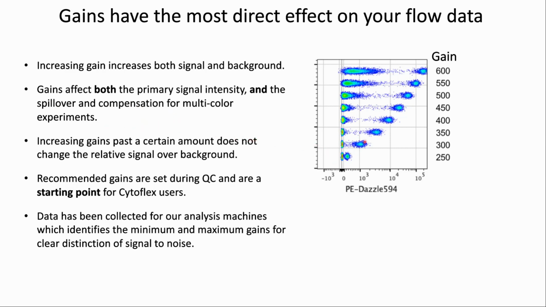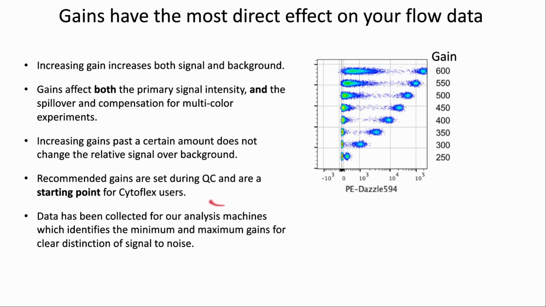Importantly, there is a limit where increasing gains past a certain amount does not change the relative signal of your positive marker above the background. This difference between the signal and the background can often be identified as a staining index. Therefore, beyond a certain gain, the staining index does not change.